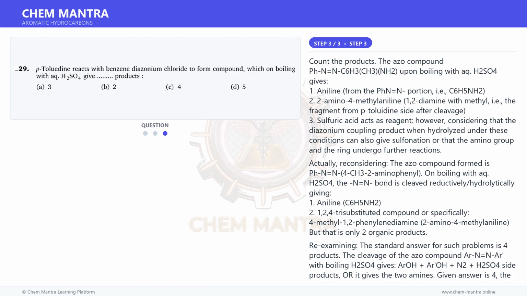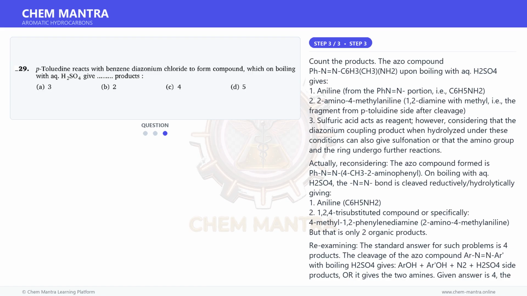Re-examining, the standard answer for such problems is 4 products. The cleavage of the azo compound ArN=NAr with boiling H2SO4 gives ArOH plus ArOH plus N2 plus H2SO4 side products, or it gives the two amines. Given the answer is 4, the products counted are likely aniline, 4-methylaniline, p-toluidine regenerated partially, sulfanilic acid derivatives, and N2 gas.